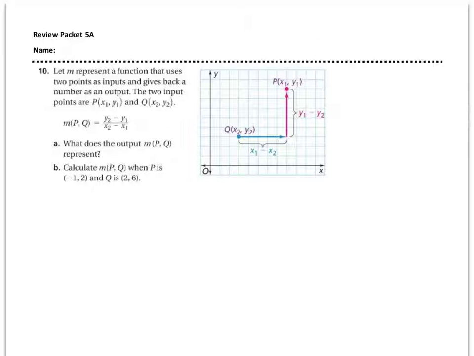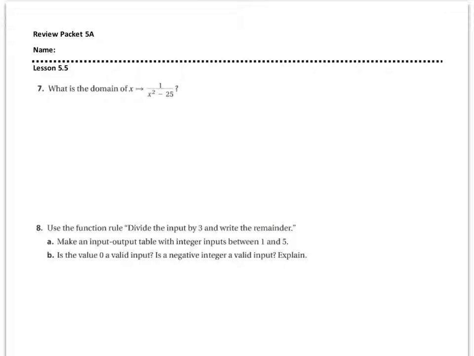This is almost a review problem, but you know what to do with this. Many of you were really good at this, but the question is, do you still remember, right? The next problem, well, this is lesson 5.5, so I'll do that in a different video.